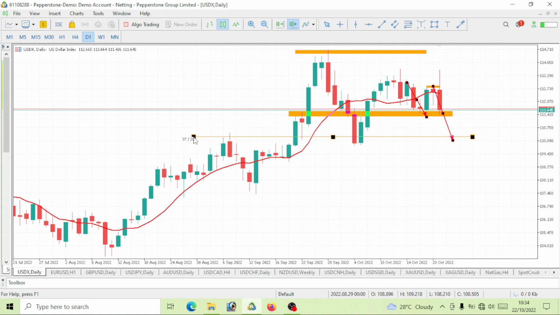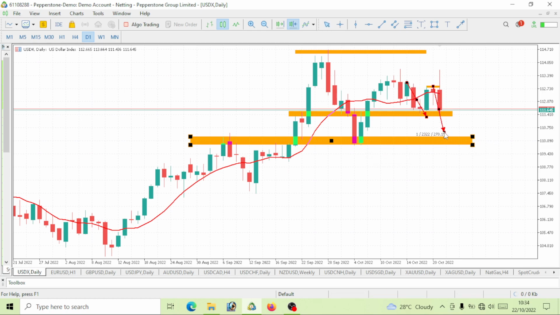The reason is that price has once tested here. We saw price came to this level, dropped, and also came again, gave us a pullback to test this level. Now it is pushing up. In case price drops, it will drop to this level, and then a bullish move will occur on our USD index.